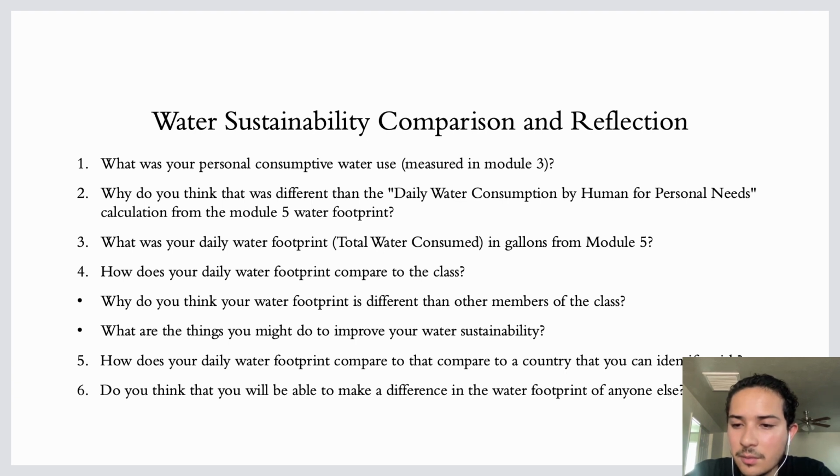Number 4, my daily water footprint compared to the class was on the higher end or above average. And I think my water footprint is different from other members because we all have different lifestyles. Some of us might travel more and some of us might eat more meat. Something I think I might do to improve my water sustainability is taking faster showers and carpooling. Number 5, my daily water footprint is very similar to the countries of Canada and Israel, seeing as they are just above the 1,600 gallon per day threshold I reached. And number 6, yes, I do think that I can make a difference in the water footprint of others. I can make a difference in the water footprint of my roommates or my family by educating them on how to reduce their water intake, and I can also do this by installing more water efficient technology around the house.